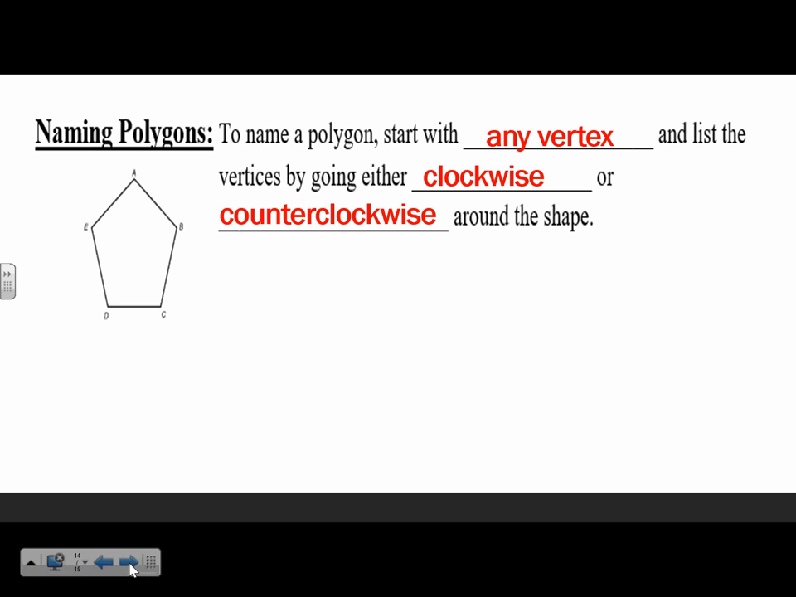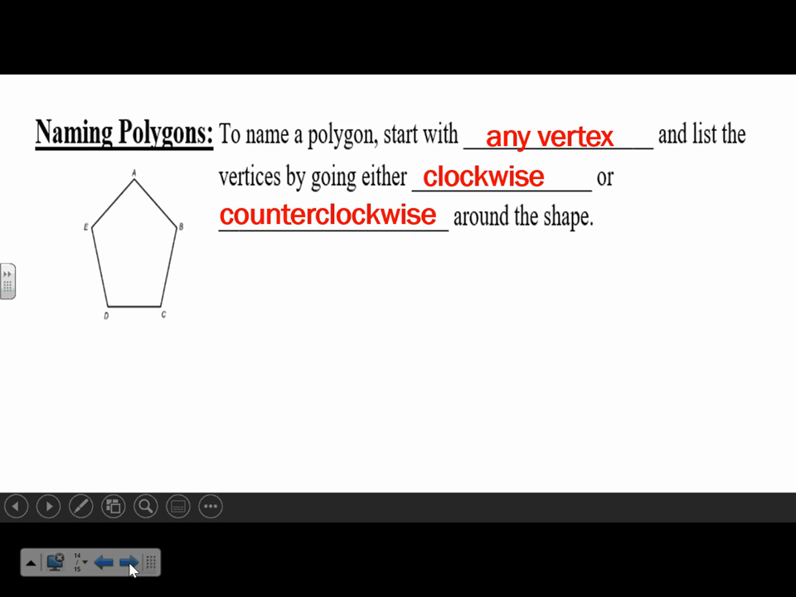So you could start with D right here, and you could call this D, E, A, B, C. Or you could start with D and go the other way around, D, C, B, A, E. That's totally fine. You could start at any other vertex and do the same thing. Start with B, C, D, E, A, or B, A, E, D, C. Any of those are fine. Just make sure you're not crossing over. Don't say B, A, C, E, D, or something like that. Make sure you're not crossing.